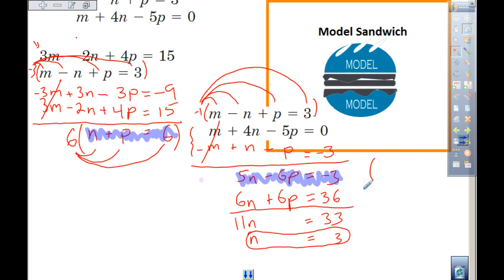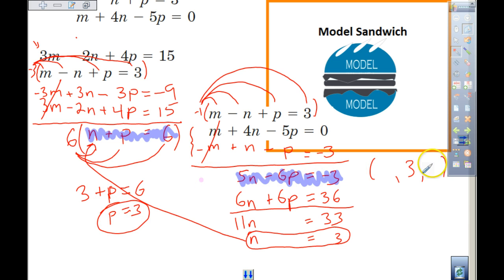All right. So here's where we're at. We have three numbers we're trying to get. M, N, P. Alphabetical order. So we have n equals 3 right now. Just like yesterday, you would take this and plug it back in. So we have 3 plus p equals 6. 3 plus what equals 6? 3. Yeah. So we know that p equals 3. So my last number is 3.